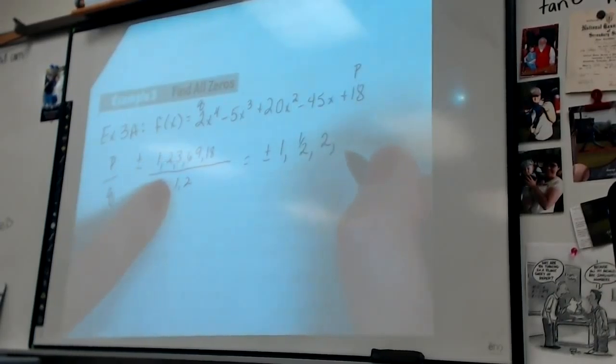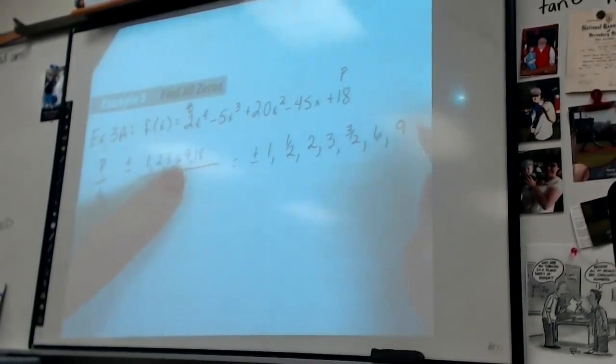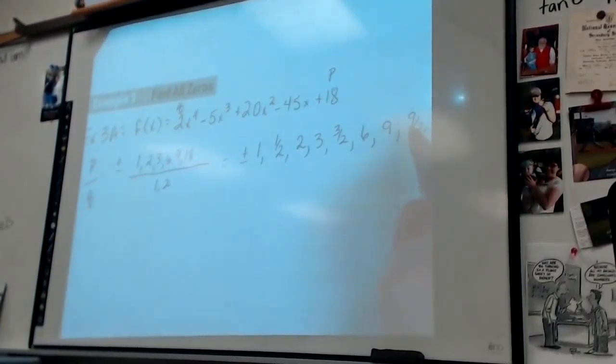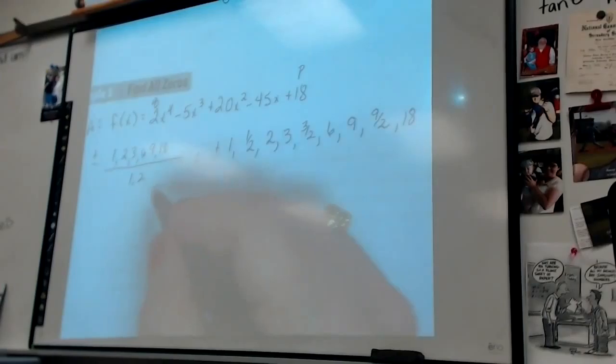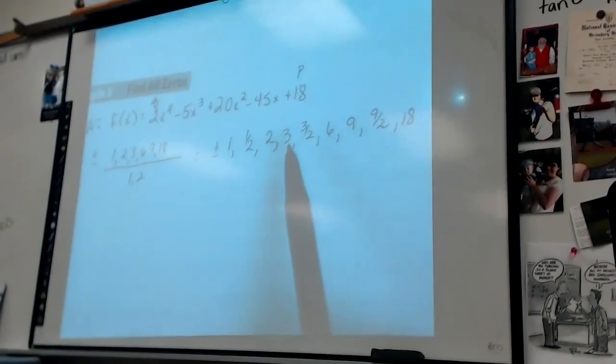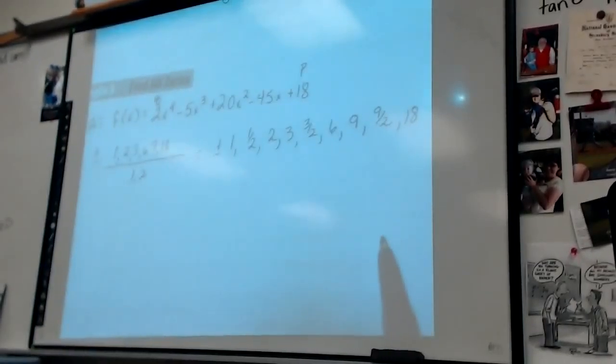3 over 1, 3. 3 over 2, 3/2. 6 over 1. 6 over 2, we already have 3. 9 over 1, 9. 9 over 2, 9/2. 18 over 1. 18 over 2, 9, which is already there. So plus or minus 1, plus or minus 1/2, plus or minus 2, and so on.